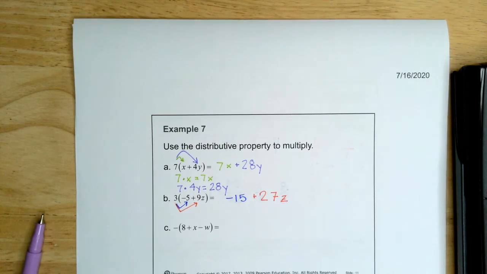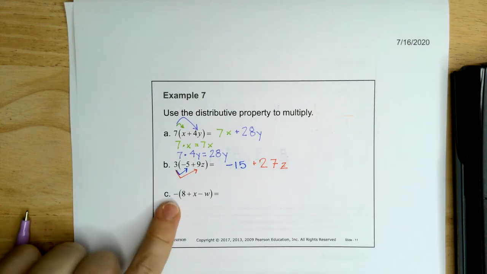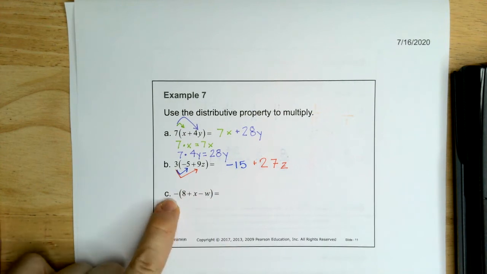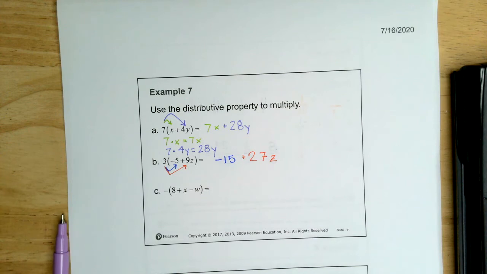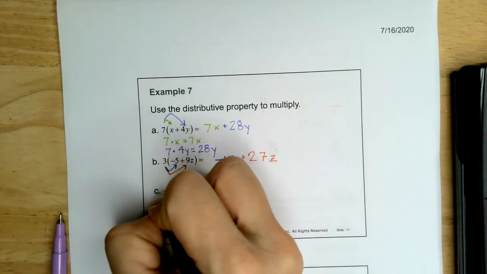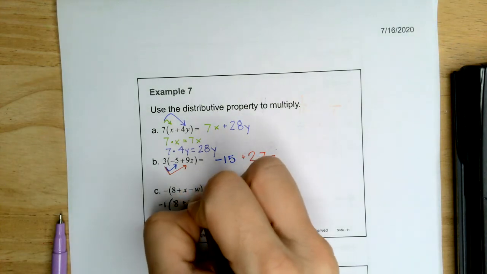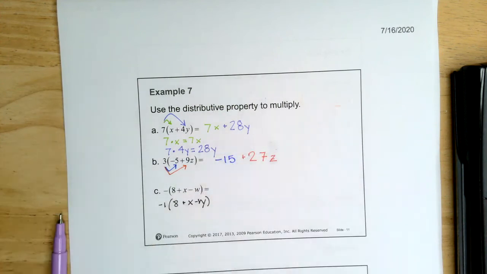All right, for letter C, is there in fact a number to distribute here? Is there something to distribute here? Yes, there's a negative sign to distribute, and the easiest way to distribute that negative sign is to realize that it's a negative 1. So what they're actually asking us to distribute is negative 1 to an 8, an x, and a negative y. Or sorry, a negative w.